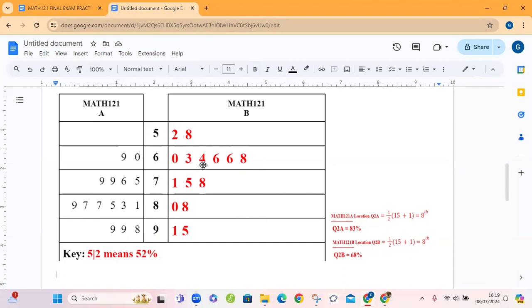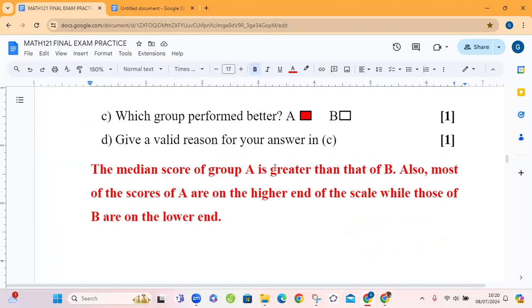So as you can clearly see, group B did not perform as well as group A. Group A performed better. The reason is that the average is greater, which is 83%, and most of the students scored on the higher end of the scale than group B. So the median score for group A is greater than that of B. 83 is greater than 68. And also most of the students' scores of group A are on the higher end of the scale, while those of group B are on the lower end of the scale.